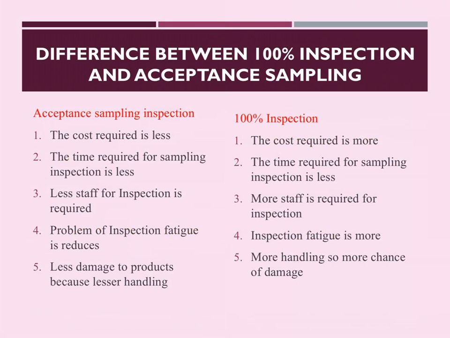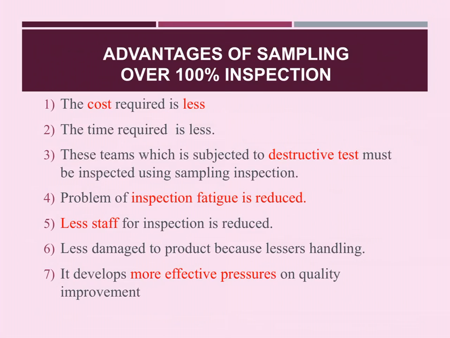The next difference is that the problem of inspection fatigue is reduced, but in 100% sampling it is more, because we are going to check each and every item. Next, there is less damage to the product because of less handling, but in 100% sampling it is more. You can take it in a different way: the advantages of sampling over 100% sampling. The differences themselves are the advantages of acceptance sampling.